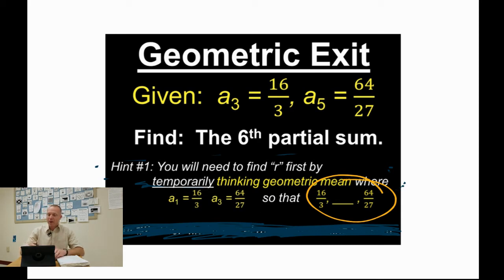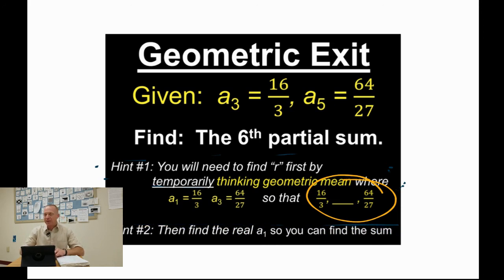Now, once you get r, this is a pretty nice hint, you're going to need the real first term. You're going to need the real a sub 1. So how are you going to go backwards and get the real a sub 1? Well, this time you're going to plug in the real a sub 3 back into that original formula. The only time you have to use our series formula is when you're ready to set up that final answer, when you're ready to find that 6th partial sum. It's going to take a couple steps.